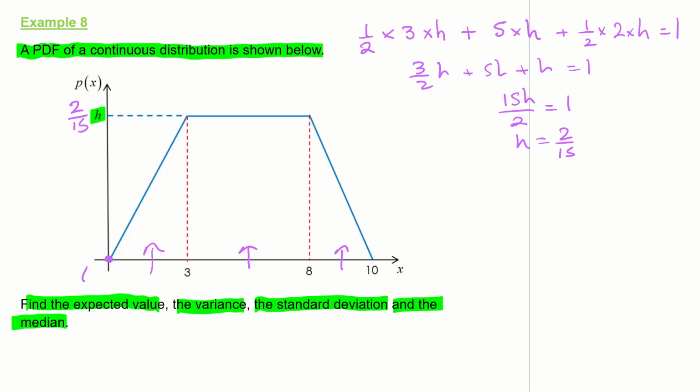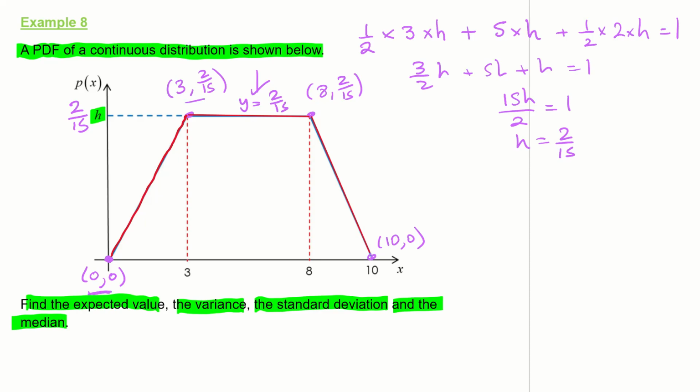And we can see this point here is (0, 0). This point here is (3, 2/15). This point here is (8, 2/15). And this point is (10, 0). So we want the equations of the straight line sections that make up this distribution. Now, this bit up here is the easiest because it's a horizontal line. It's just going to be y equals 2/15.